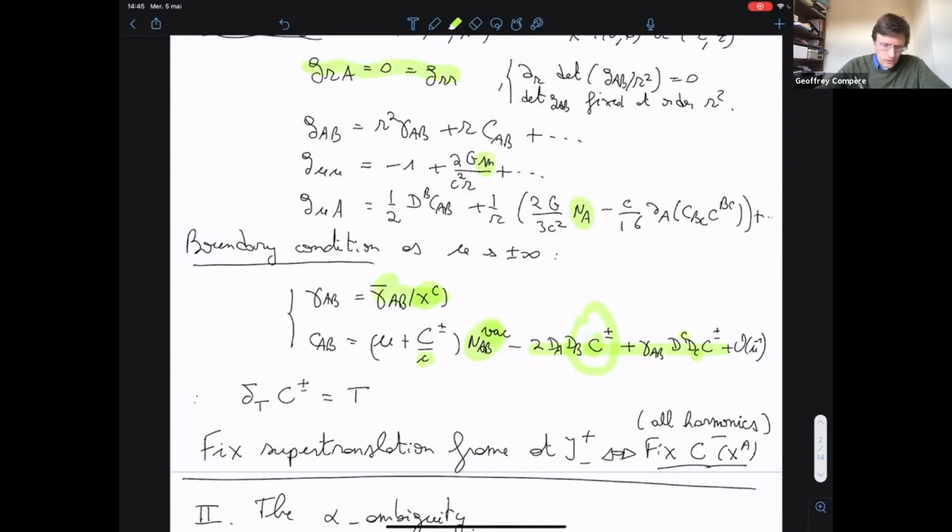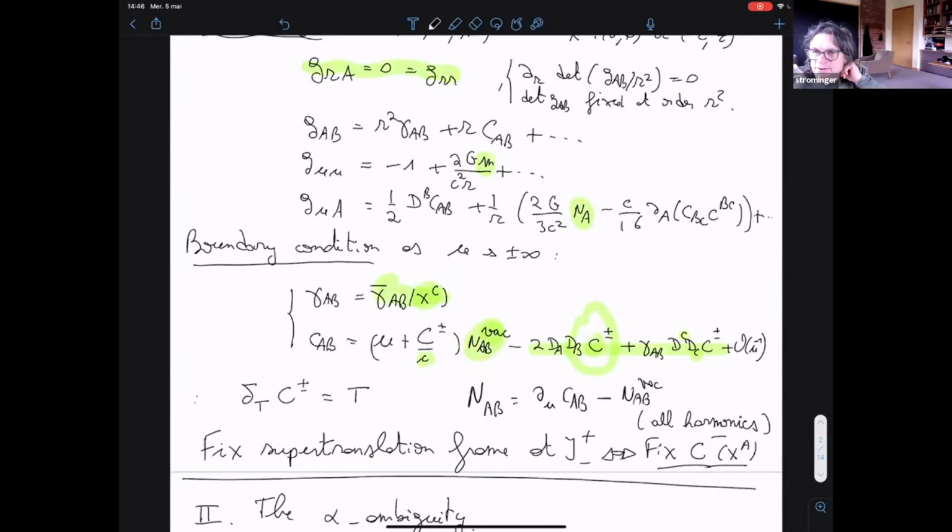And so if you look at the news, N_AB, it would actually be the U derivative of C_AB minus N_AB vac. So that's the physical news. That's the Weyl tensor. That's right. So N_AB vac, you can turn it on without having the Weyl tensor turned on.